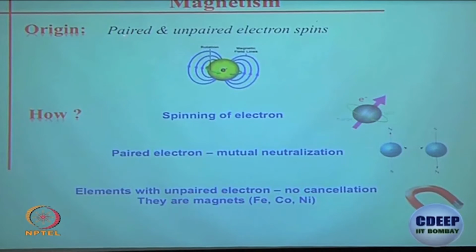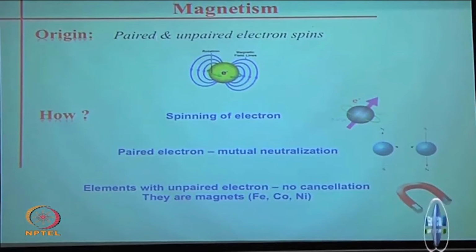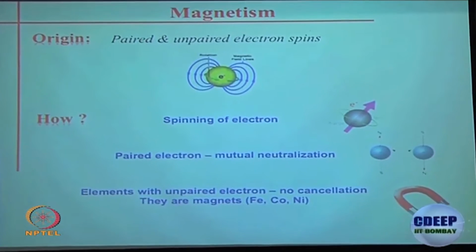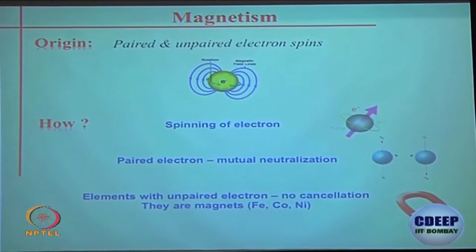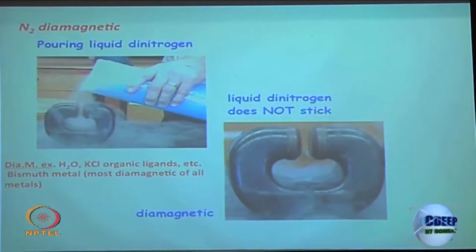I think I was discussing a moment ago, paired and unpaired electrons. Unpaired electrons are the ones which give this magnetic behavior, because paired electrons cancel each other out. Spinning of electron, as you can see, and this is the pairing of electrons. Unpaired electrons give you the magnetic behavior. Paired electrons cancel each other out. Okay. Now, can you see this behavior?